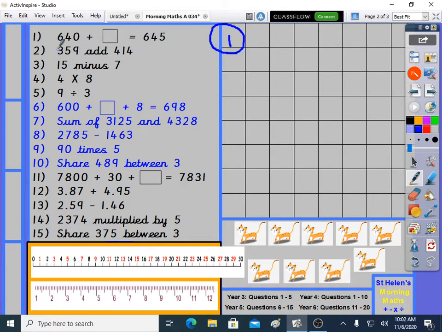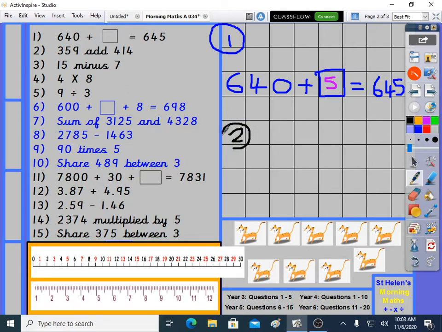Question 1. 640 plus a mystery box equals 645. 640 plus something equals 645. Can you hear what's missing? 640, 645. The 5 is missing. 640 plus 5 equals 645. That makes sense, doesn't it? Because plus makes things bigger. 640, add the 5, goes up to 645.